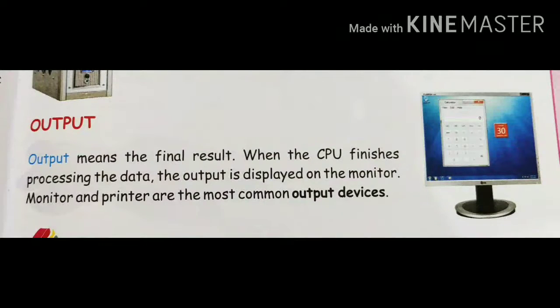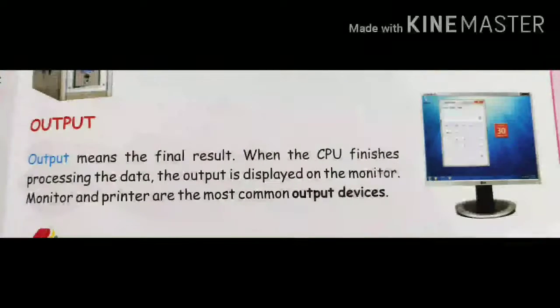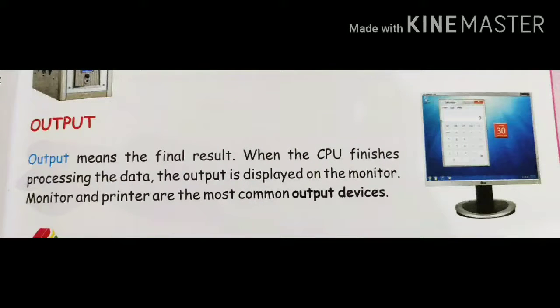And children, when all the processing is done, that is all the calculation, thinking, all the working, when the CPU finishes its work, then it gives us the result. That is called the final result or the output. This is known as output. Okay, and this output is displayed on the monitor. So monitor here is an output device. Okay, remember this. Output means final result.